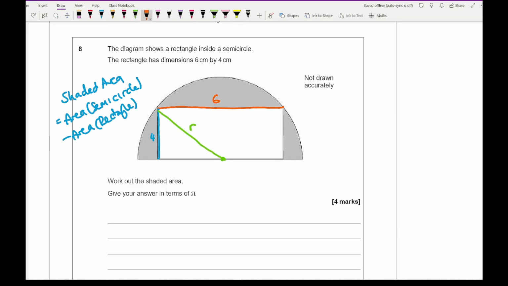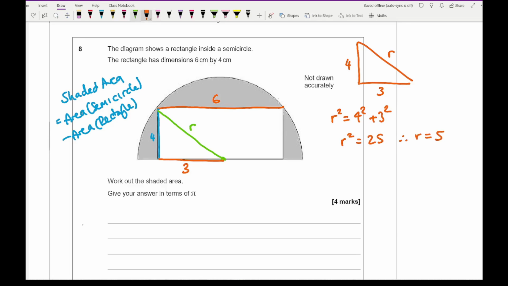Now looking at that triangle that I've just drawn, I can work out what this is, which is half the rectangle, so that's going to be 3. So taking that little triangle, I've got 4, 3, and that's r. Using Pythagoras, I get r squared equals 4 squared plus 3 squared. So r squared equals 25. So therefore r equals 5.